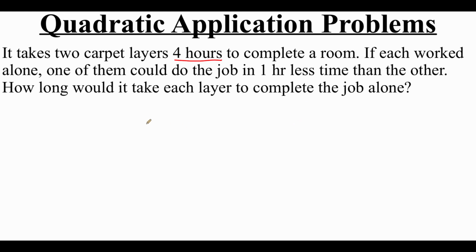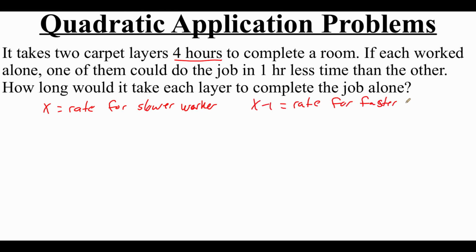Now let's talk about the slower worker first. We're going to let our x represent the rate for the slower worker. But then we know that the faster worker can do the job in 1 hour less time. So then the faster worker's rate would be x minus 1.